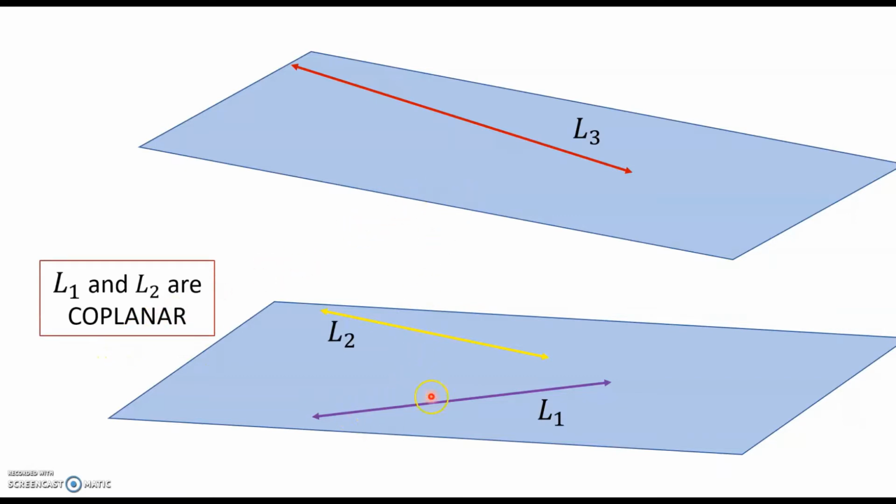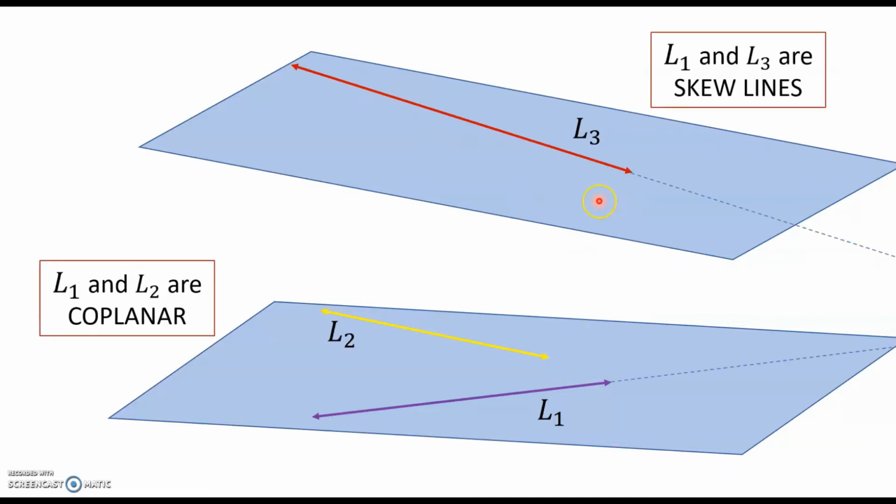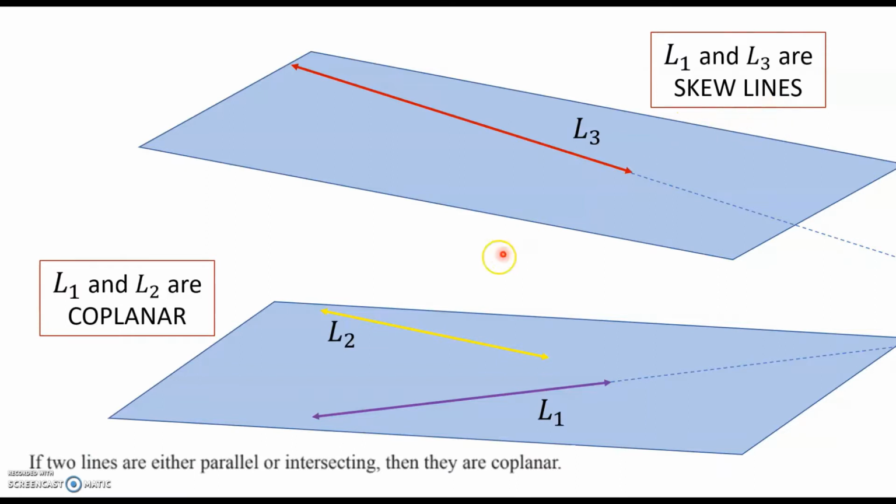However, lines L1 and L3 don't meet each other, they don't intersect, and they are also in different planes and they are not parallel to each other. So these lines L1 and L3 are called skew lines. Now if any two lines are either parallel or intersecting, they are called coplanar.